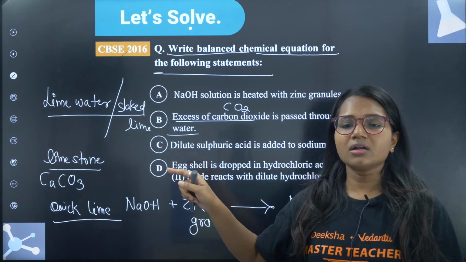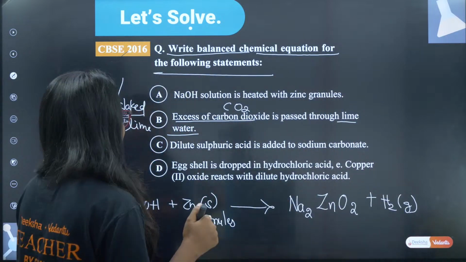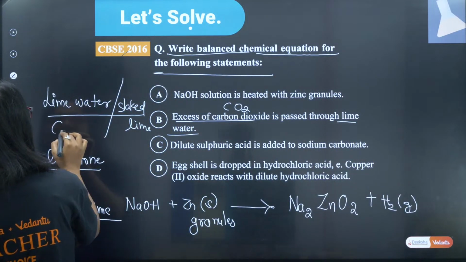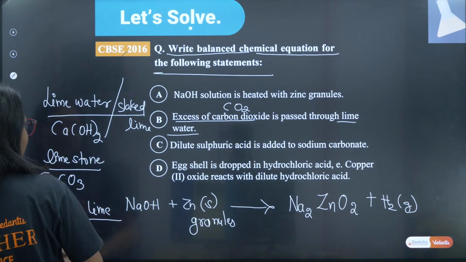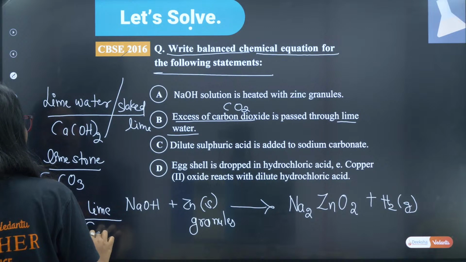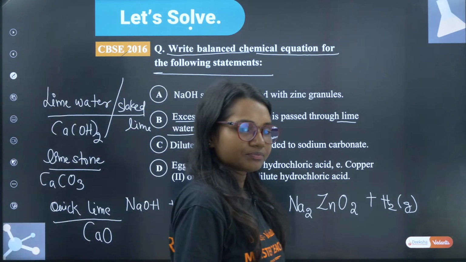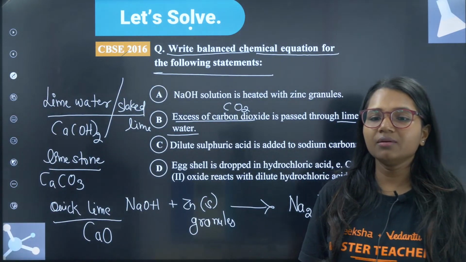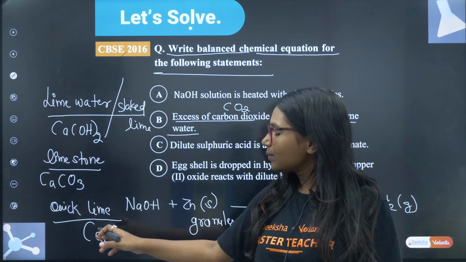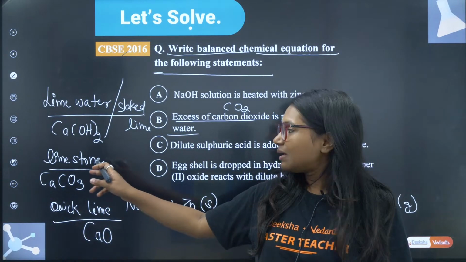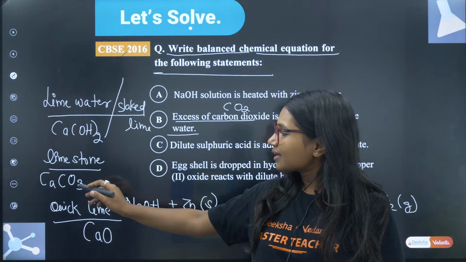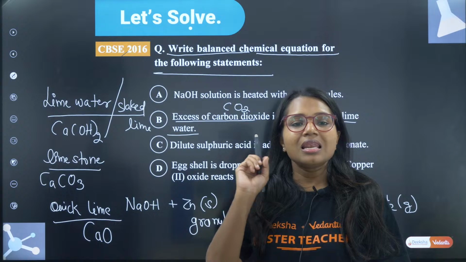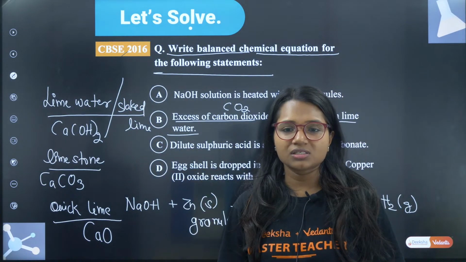So what is lime water and what is slaked lime? Very good. Lime water and slaked lime are calcium hydroxide. Limestone is calcium carbonate. Quicklime is calcium oxide. Limestone, that white stone, is your calcium carbonate. Lime water is calcium hydroxide.